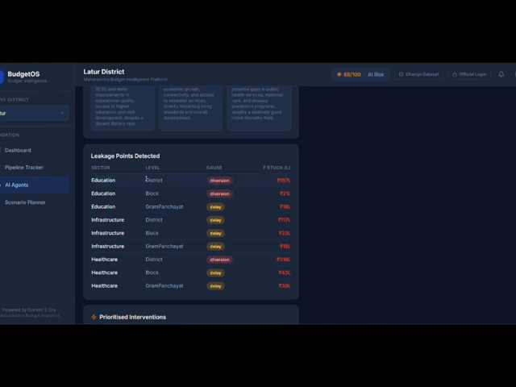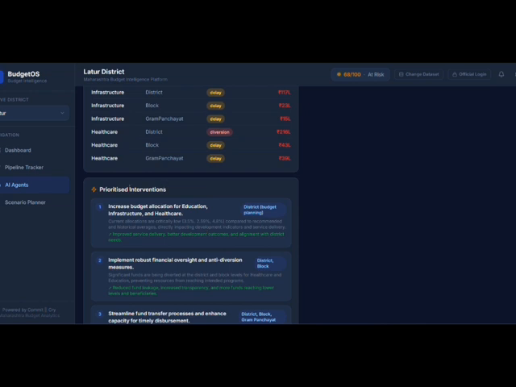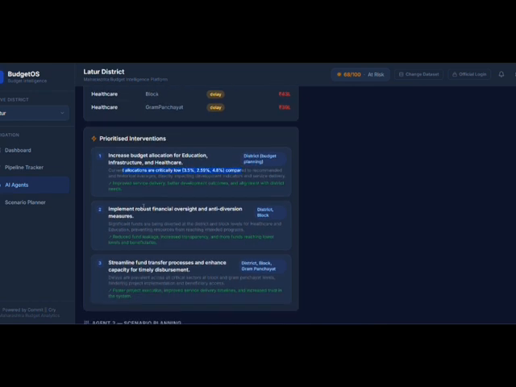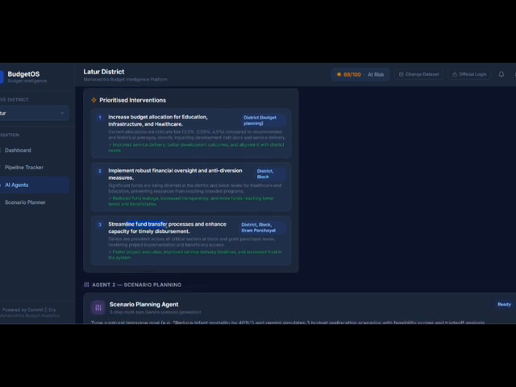And the leakage points detected show where the money is leaking. In education at the district level, 157 lakhs is being stuck, and in education at the block level, 21 lakhs is being stuck. This data is also generated by AI. Then the prioritized interventions, like how to solve this problem: increase the budget allocation for education, infrastructure, and healthcare, since current allocations are critically low. Also implement robust financial oversight and anti-diversion measures, and streamline fund transfer processes to enhance capacity for timely investment.